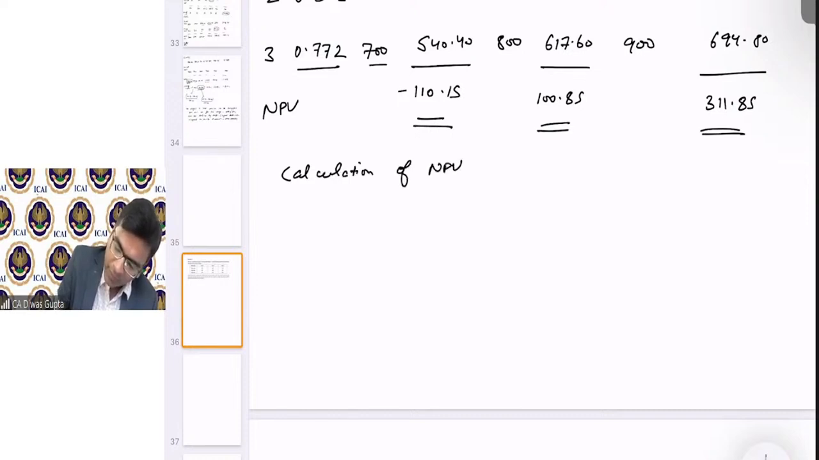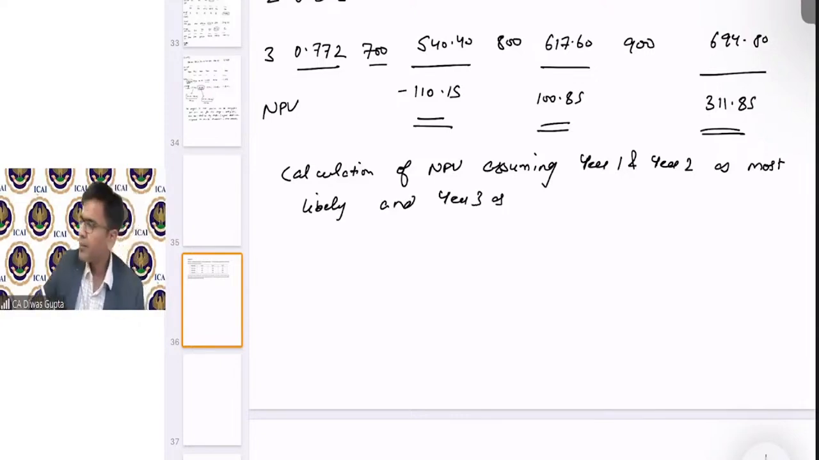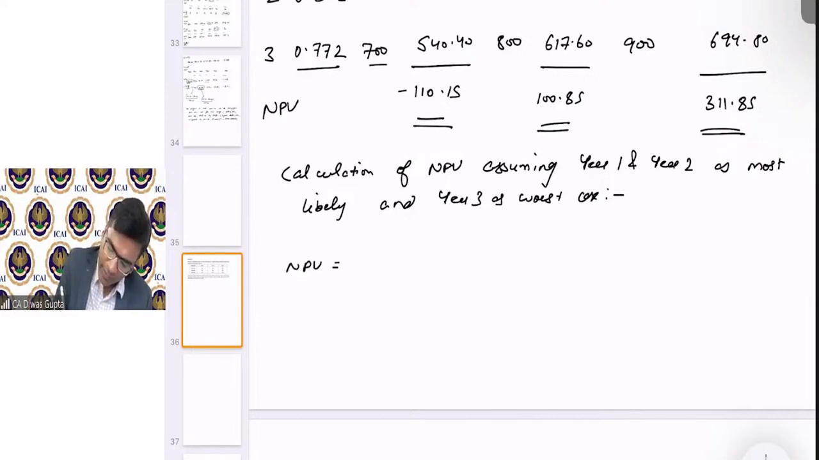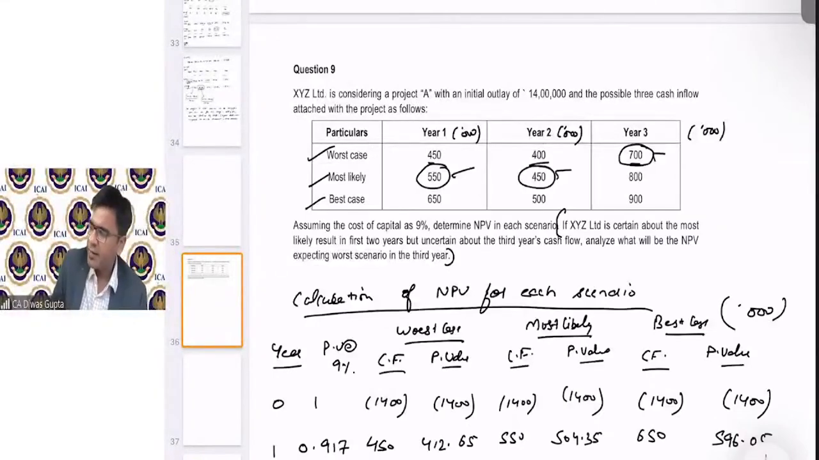of NPV, assuming year 1 and year 2 as most likely and year 3 as worst case. So NPV will be minus 14 lakh plus 5,50,000 is the first year, correct? 550, 450 and 700. Perfect.